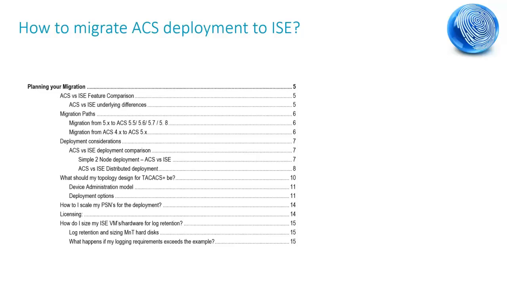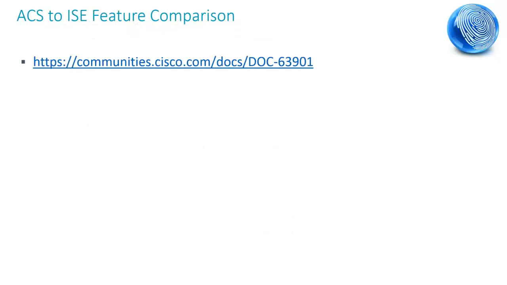So the first topic in the planning section is the ACS to ISE feature comparison. Thomas Howard has created a nice community link for this topic. And I have updated this page with the latest and greatest information that is already available in the how-to guide for migration. So this link would be the go-to place for any ACS to ISE feature comparison.